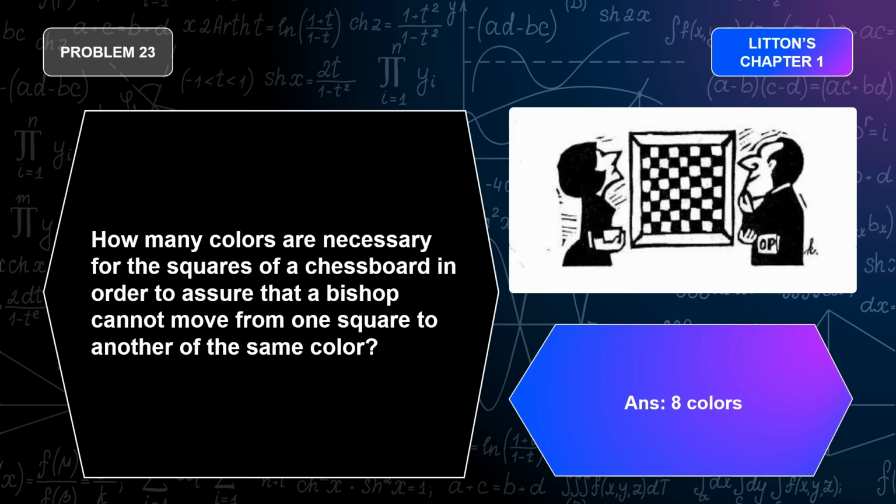It can be done with 8 colors, 1 for each row, since a bishop move always involves a change of row. That no smaller number will do is seen from the fact that the main diagonals can have no color repeats.